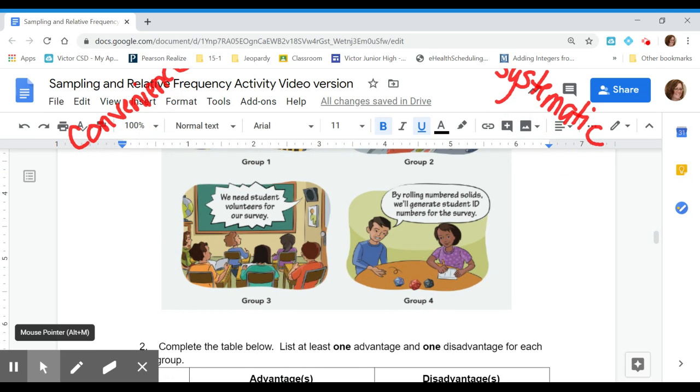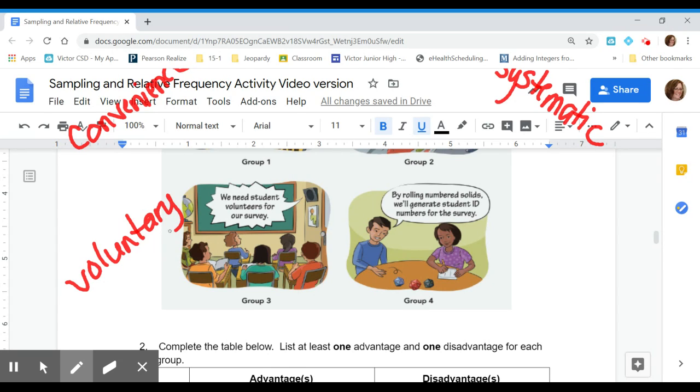Group 3 is called a voluntary survey. That's where you ask people, hey, stop by, fill out the survey if you want to. Sometimes this is good if you're surveying people about activities to do at a school dance or student activity night, and maybe just the people who want to attend would be the ones who would fill out the survey. So that might be valid in that sense.